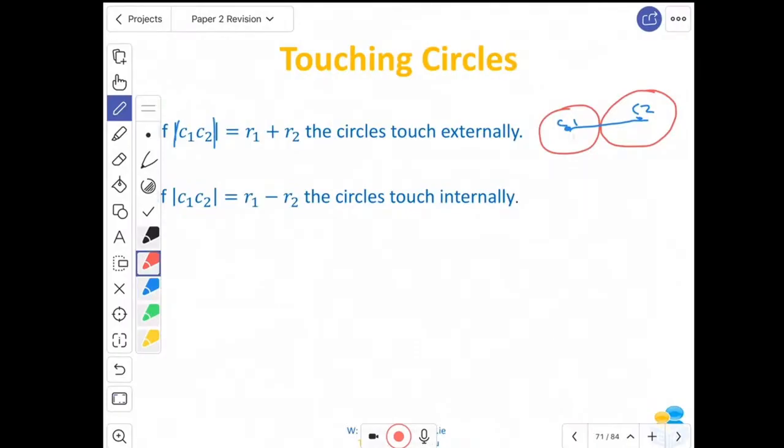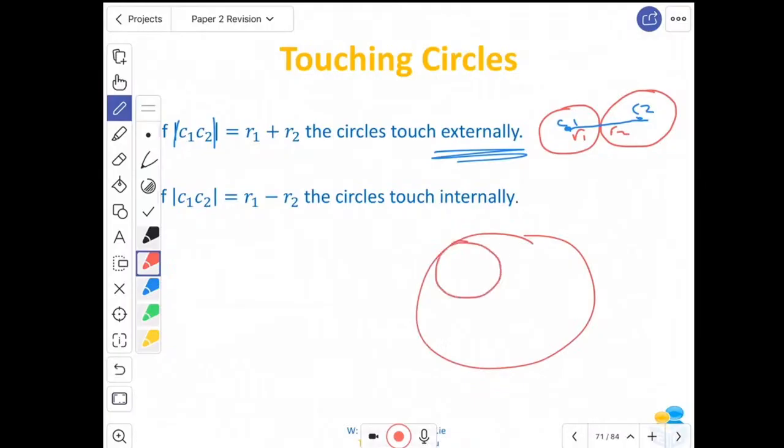So again, that's a really important thing. If you're ever told two circles touch externally, that should pop into your head. And then if you are told that two circles touch internally, that means that they touch at one point within the circle. So again, if you work out their centers, and if you work out the distance between them, so again, the distance between C1 and C2, that would be the same as taking the radius of the large circle and minusing away the radius of the smaller circle, and that would obviously give you the distance between them there. Okay, so that's your touching circles.